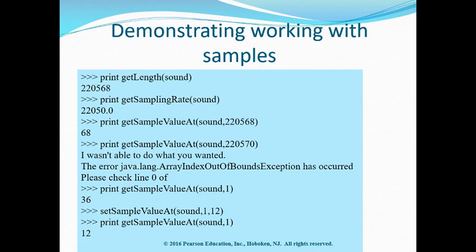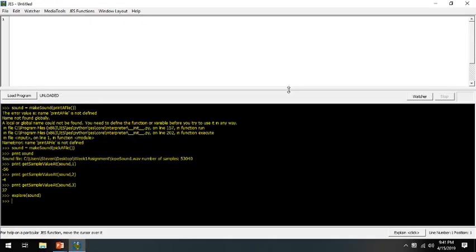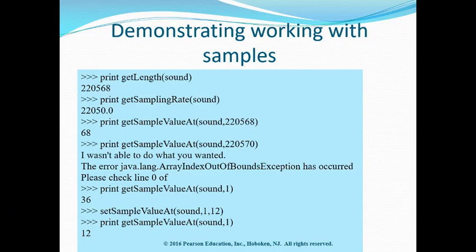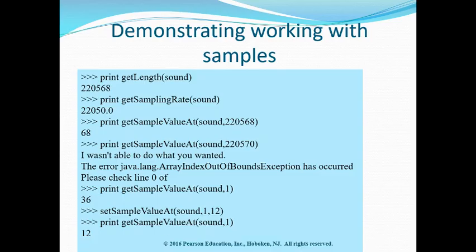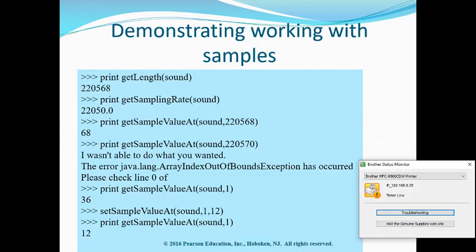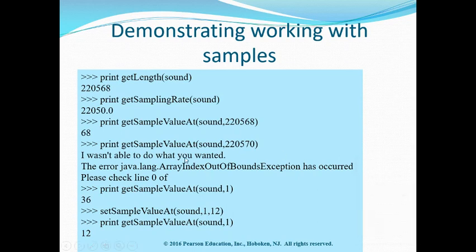So we can print the get length of sound. Let's try that. So we can do get length. Let me print the sound. Awesome. 53,040. We can do get sampling rate. Print get sampling rate of sound. 22,050. Awesome. Same as that one. We can also do get sample value at that. We already did that.